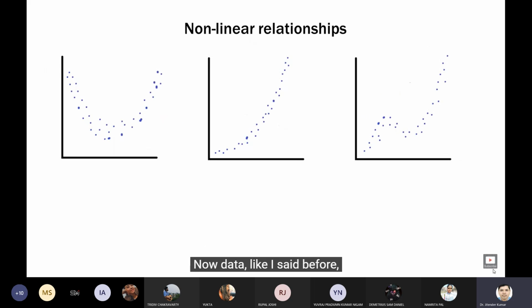Now, data, like I said before, does sometimes follow non-linear relationships. So on the left-hand side, we call this a quadratic relationship. And this might be a good example when I was discussing energy usage and the temperature outside. So if the x-axis down there at the bottom is the temperature outside, when the temperature is really low, we might use a lot of energy to warm our houses.